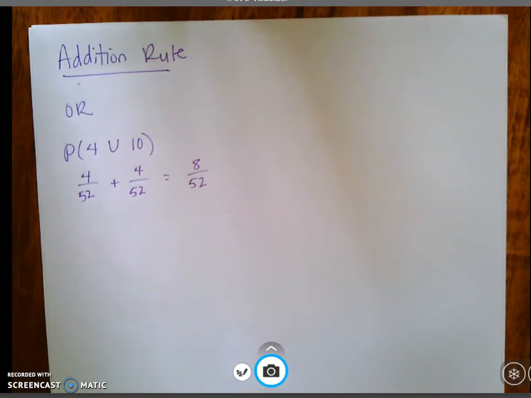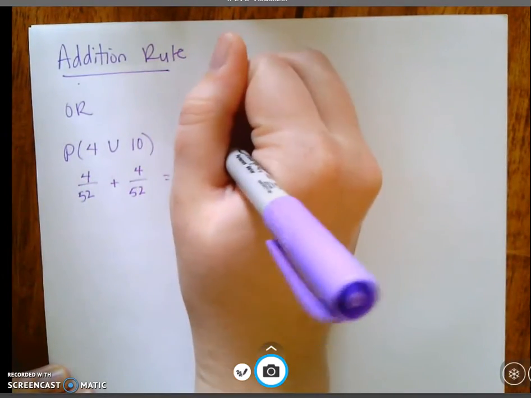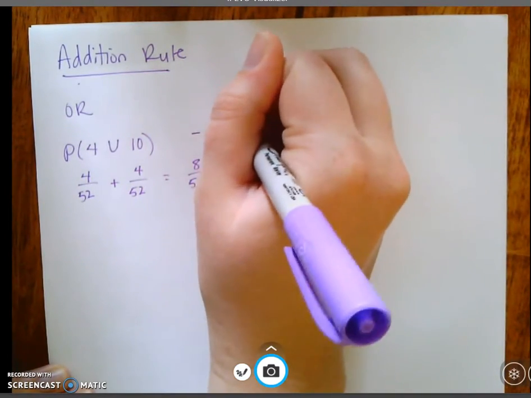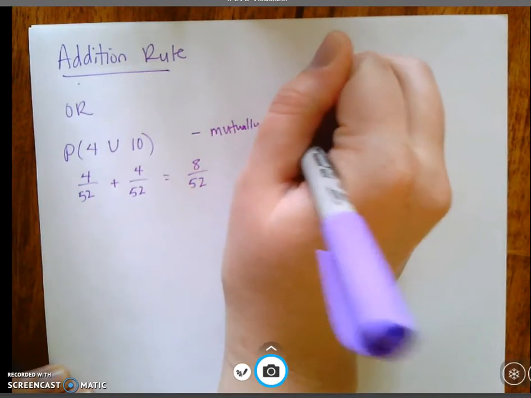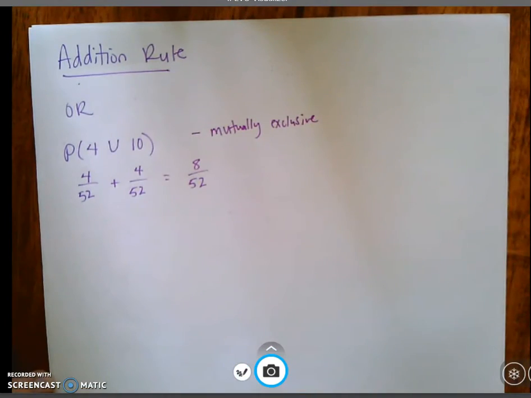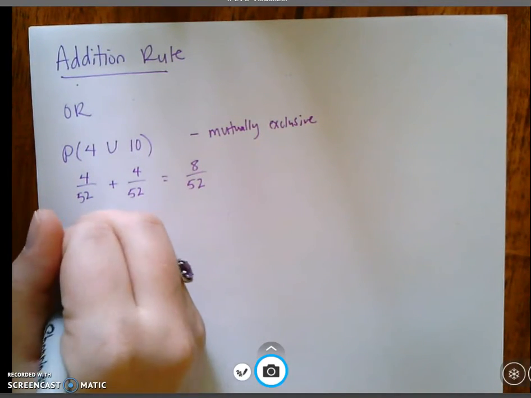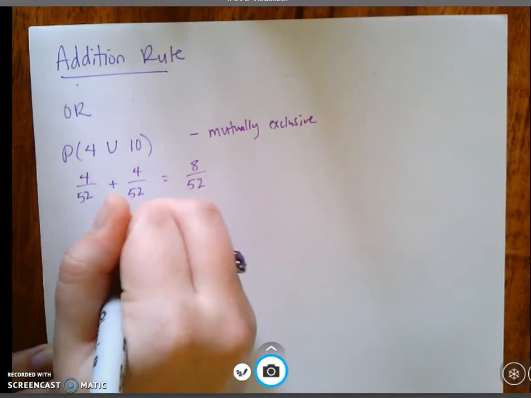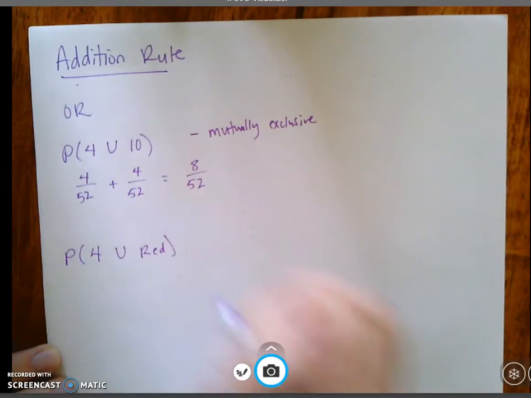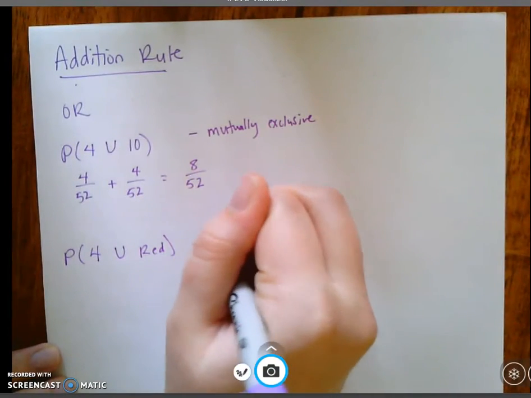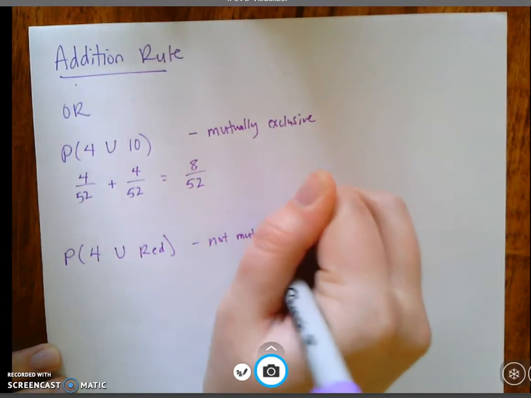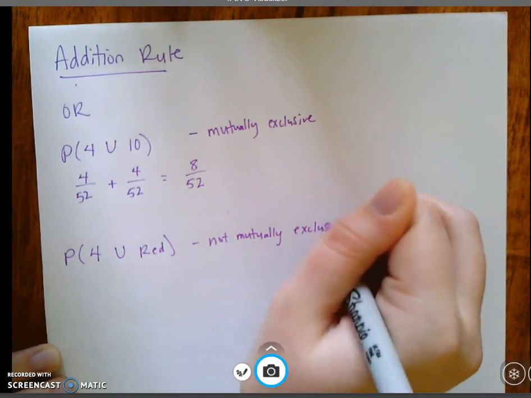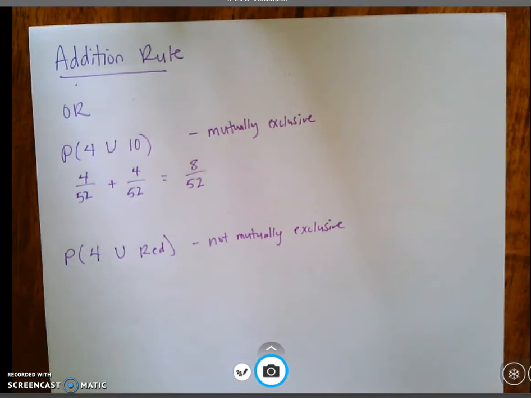Easy enough. Now, here's where it comes in that sometimes you subtract, okay? These two things are mutually exclusive, which means they cannot happen at the same time. You cannot be a 4 and a 10 at the same time. But what if I had things that could happen at the same time? What if I had done a 4 or a red card? Okay? These are not mutually exclusive, meaning you can be a 4 and a red at the same time.